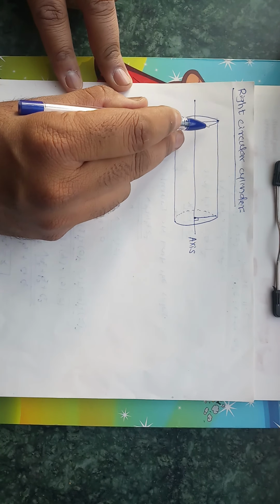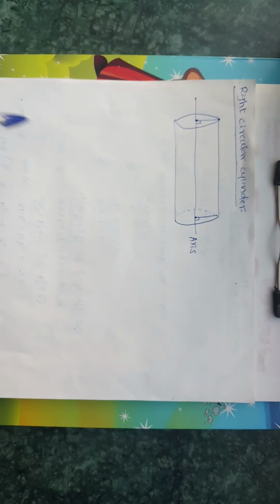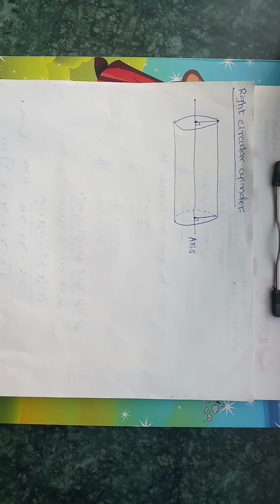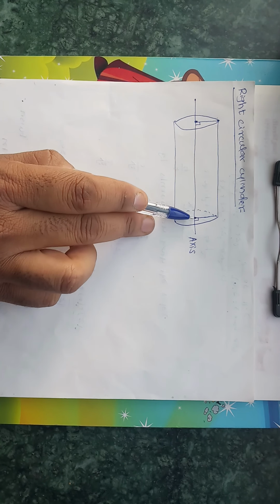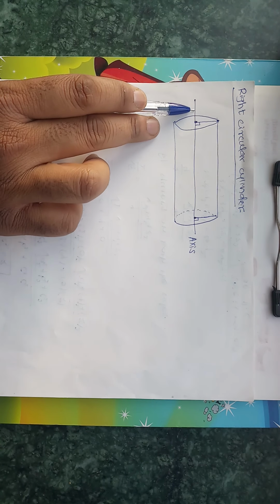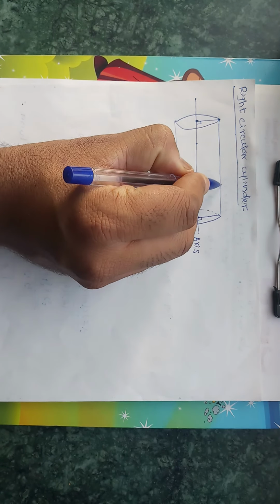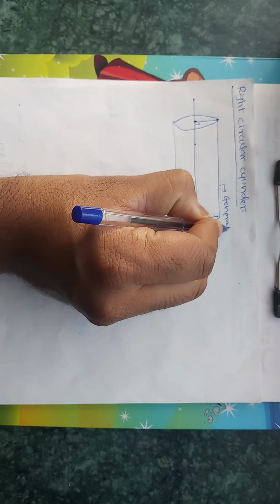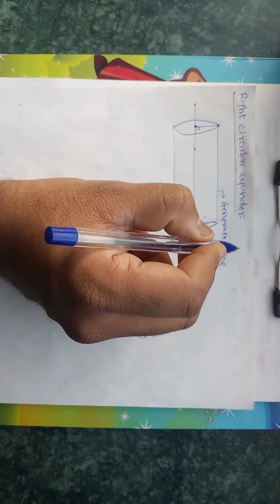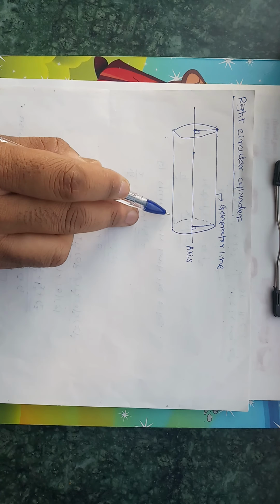One thing is that if I cut the cylinder in a number of cuts, what we get is a number of rings, that means a number of circles, and this is the axis of the cylinder which passes through the centers of all those circles. This is said to be the generator line of the right circular cylinder. This will be a generator line, or this will be a generator line.